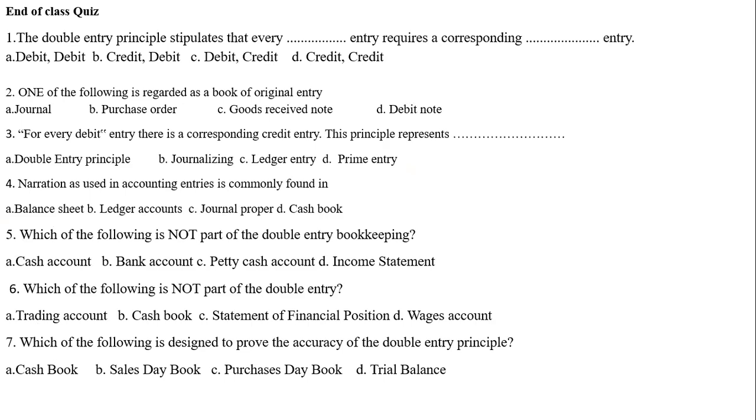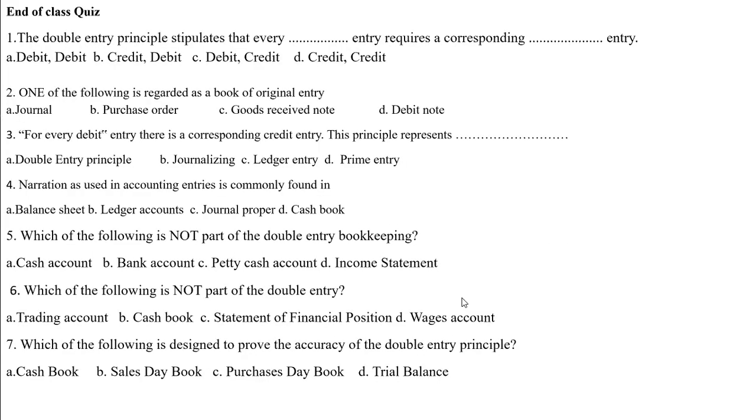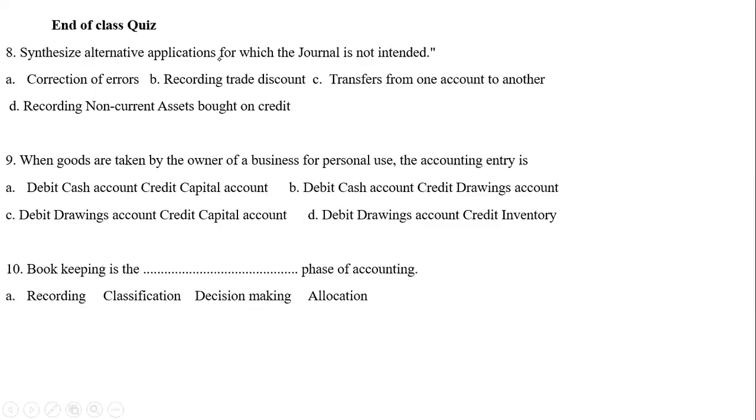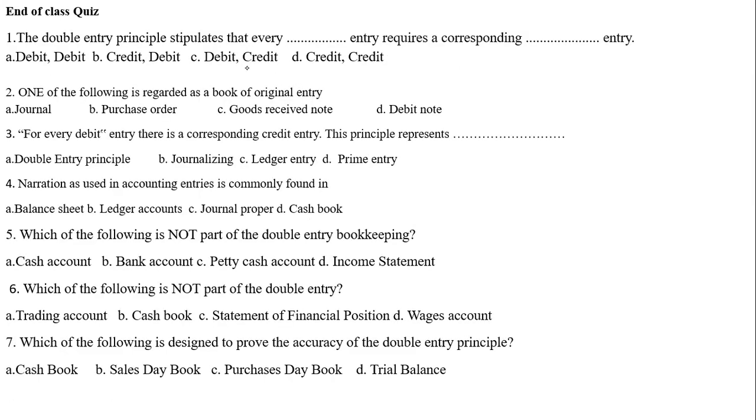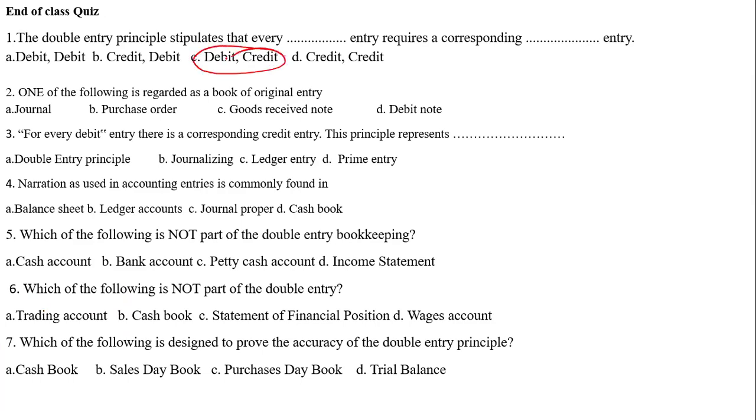For example, one. Every debit entry must have a corresponding one. Which answer is correct? Debit or credit, credit. If you look at it, that is option C. Option C. Are we together? For every debit entry, there must be a corresponding what? The corresponding credit entry.